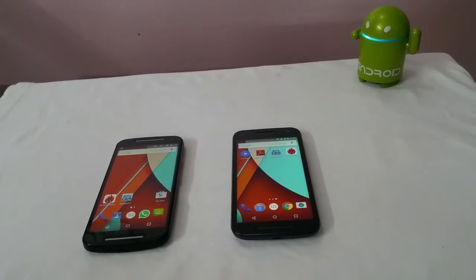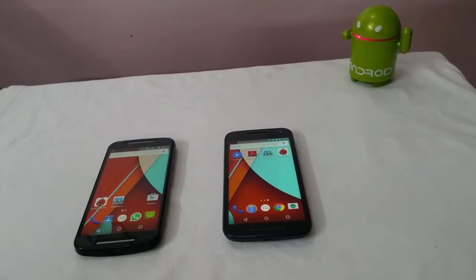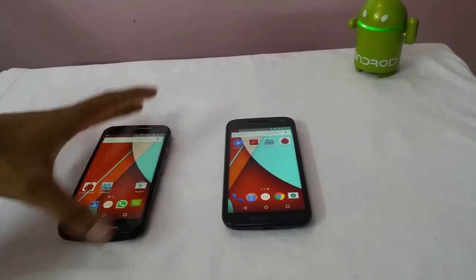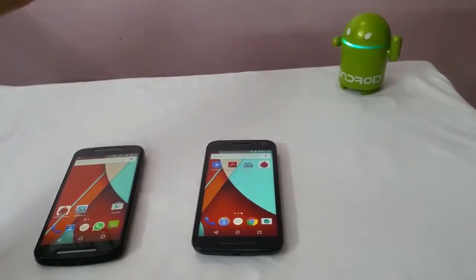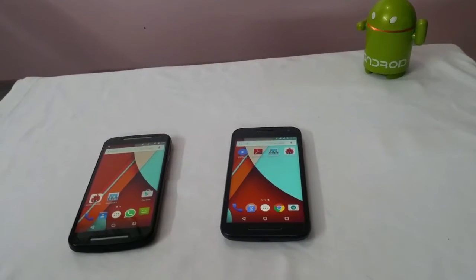Welcome to Tech Static, guys. We are back with a new video related to two phones. We're going to do a benchmark test with two phones: one is the Moto G second generation and the other is the recently launched Moto G third generation.